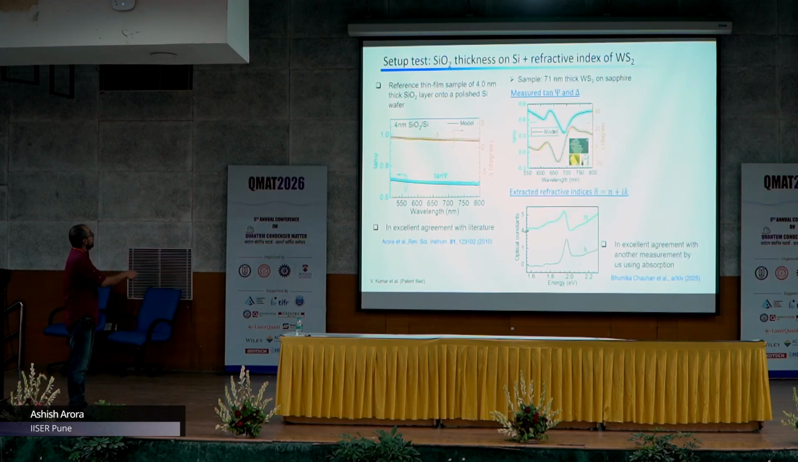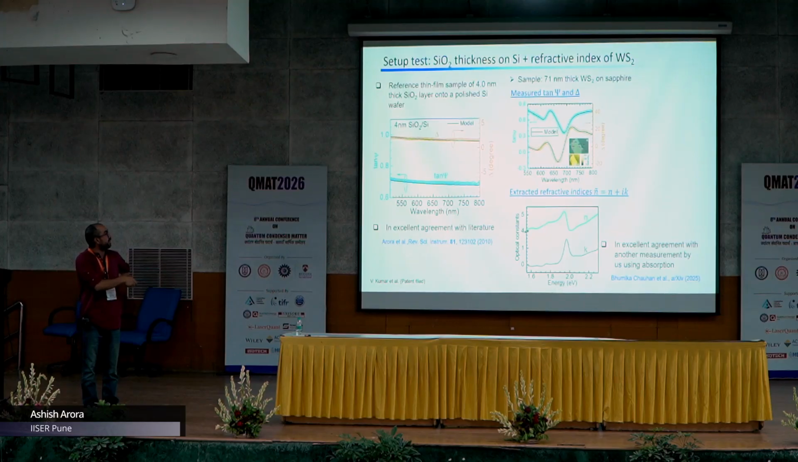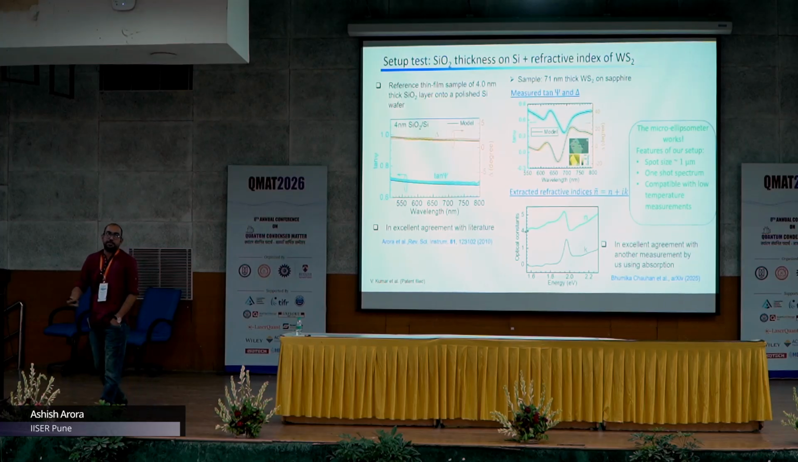But take a tungsten disulfide flake. This one is a thick flake. Find tan psi and delta, model this and find refractive indices. They agree excellently with literature. So we have quite a bit of confidence that this setup works as well. So in all of our setups, the spot size is of the order of 1 micron. We have one-shot spectrum, and all of these are compatible with low temperatures and magnetic fields. In fact, the next step is to do magneto-ellipsometry.